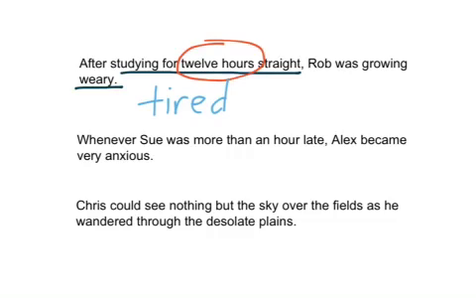Next word. The word we don't know is anxious. Whenever Sue was more than an hour late, Alex became very anxious. Well, I don't know what the word anxious means. I can look back at the sentence and say, well, is there something in the sentence that indicates to me what anxious might mean? Well, Sue was more than an hour late probably means that somebody was expecting her. And if anyone's ever expected somebody and they didn't show up on time, they probably got a little bit worried. So I'm thinking that maybe, because she was more than an hour late, maybe Alex was worried.